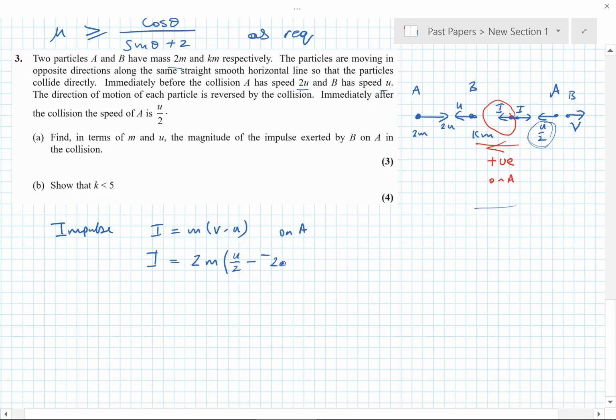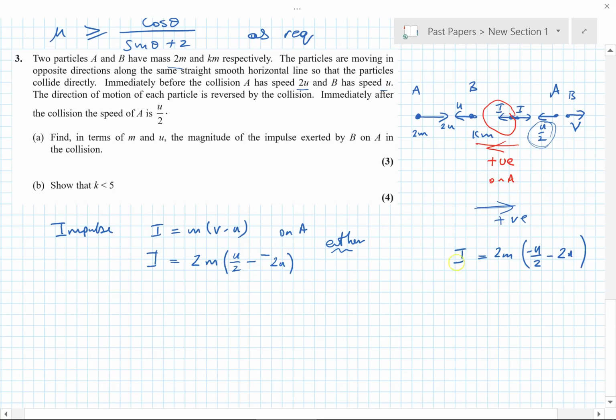Now people say, what if I apply it in the opposite direction? It will work, but you're either going to do it that way, which I think is probably easier, or if you wanted to call this way positive, your equation is going to look like this: minus I is equal to 2m, then it would be minus u over 2, and then we would have plus 2u. Oh no, it'd be negative u, so negative 2u.